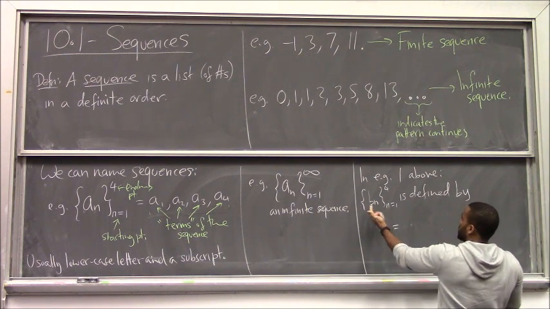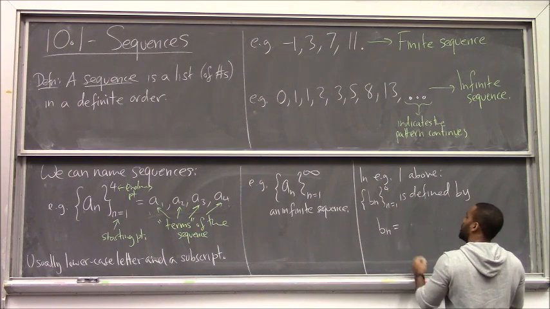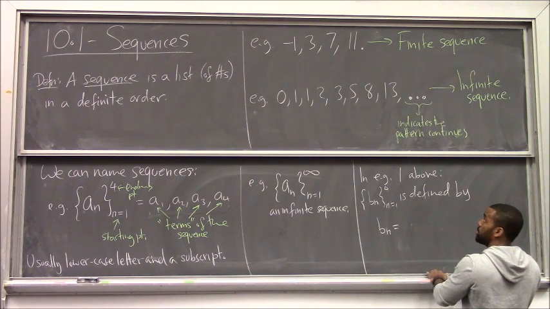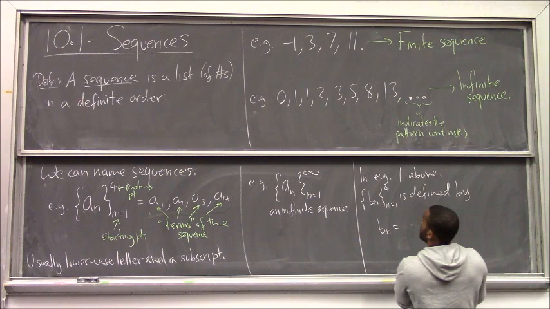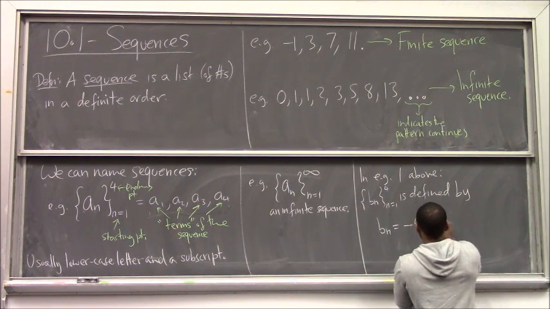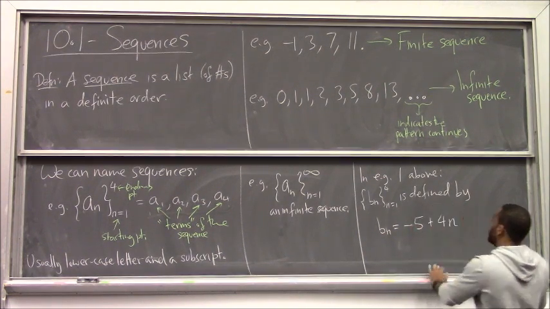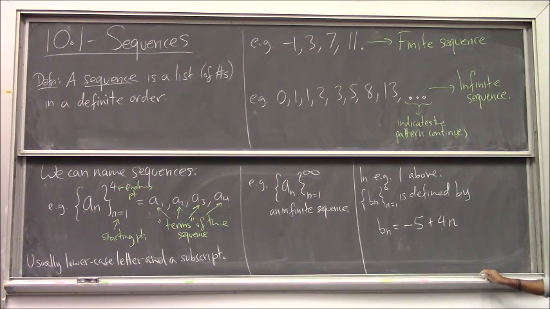So I can say, here's a sequence, it's 4 items long. Here's a formula for how you generate the members of this sequence. I can start at, say, -5 and keep adding 4n. So the first guy is going to be -5 plus 4 times 1. The second guy is -5 plus 4 times 2. The third guy is -5 plus 4 times 3, etc. That will generate the members of that list.